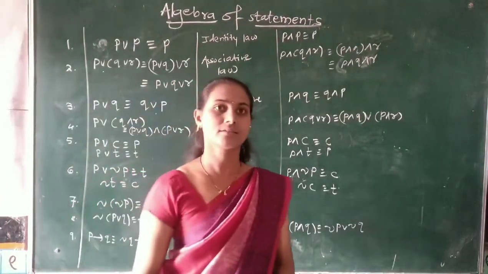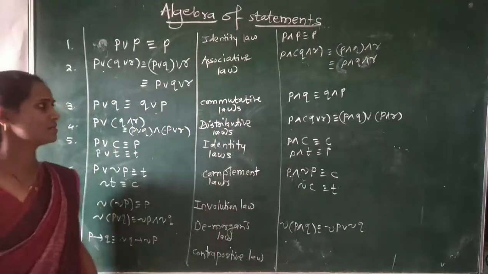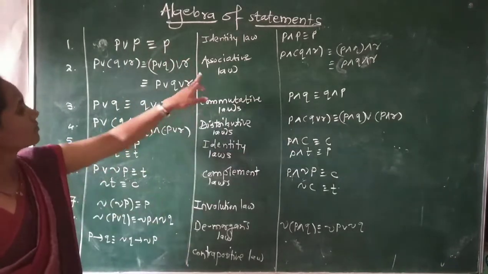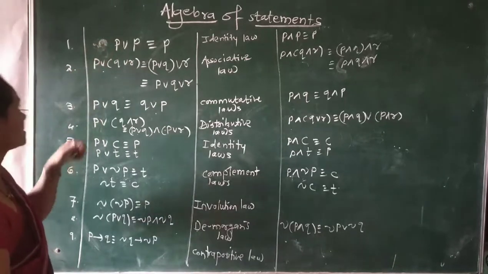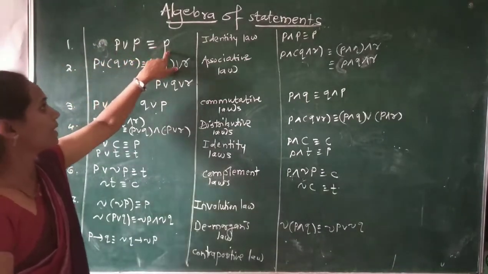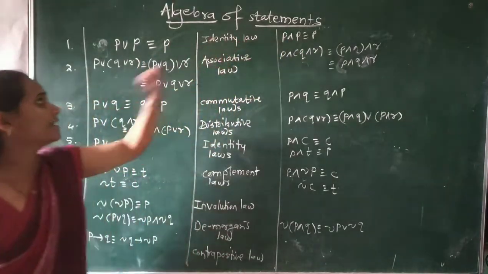Hi students, in this lecture we are going to study algebra of statements. In this algebra of statements we study some laws which are useful to solve these statements. So first one is P or P is equivalent to P, or P and P is equivalent to P, is called as identity law.